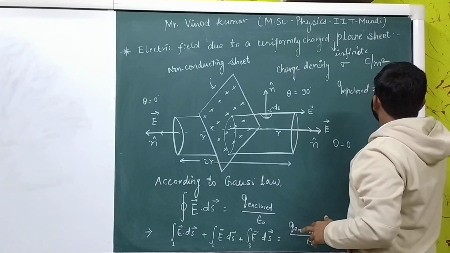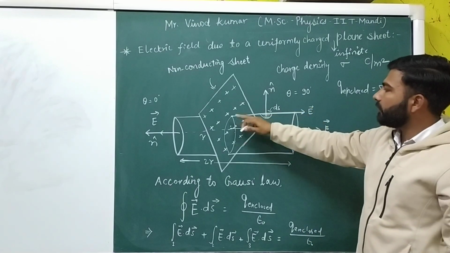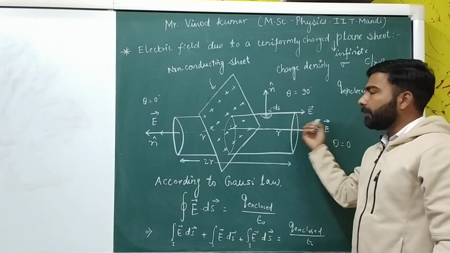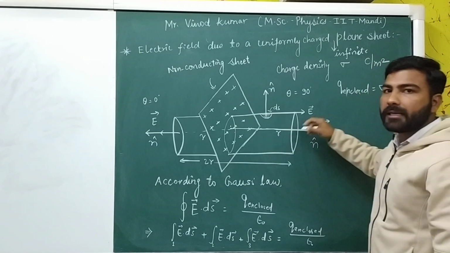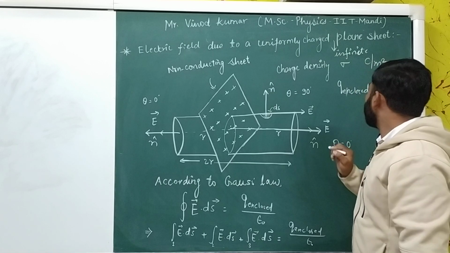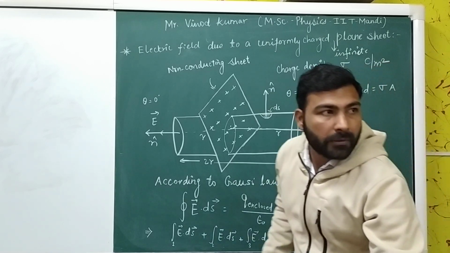It is the charge density into area. Let us say if A is the area of the circular part, then it is sigma into A. This is the charge enclosed by this Gaussian surface. So it will be sigma into A. This is the charge.